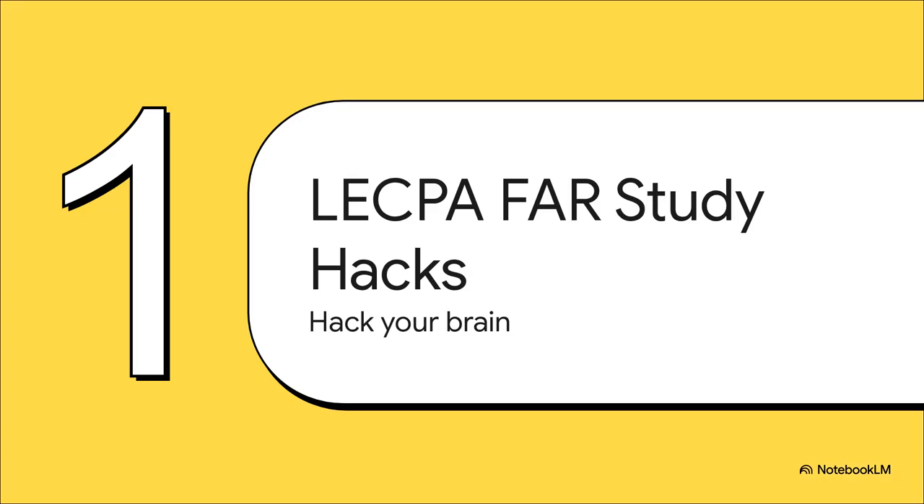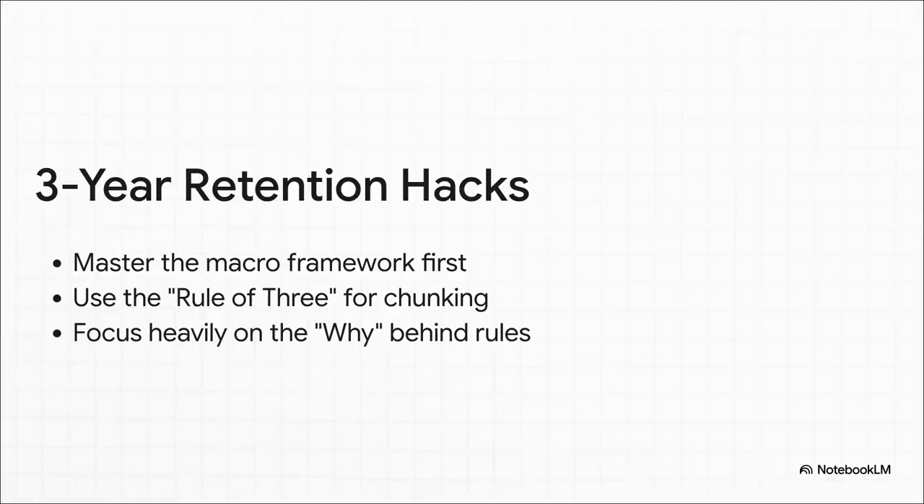All right, let's kick things off with Section 1, LEC PFAR study hacks. So how do we actually lock this stuff in for 3 whole years? First up, master the macro framework. Seriously, you gotta know where you are in the big picture of the accounting cycle before getting bogged down in the tiny details. Second, use the rule of 3. Our brains literally love chunking information into sets of 3 for recall. It's a total game changer.